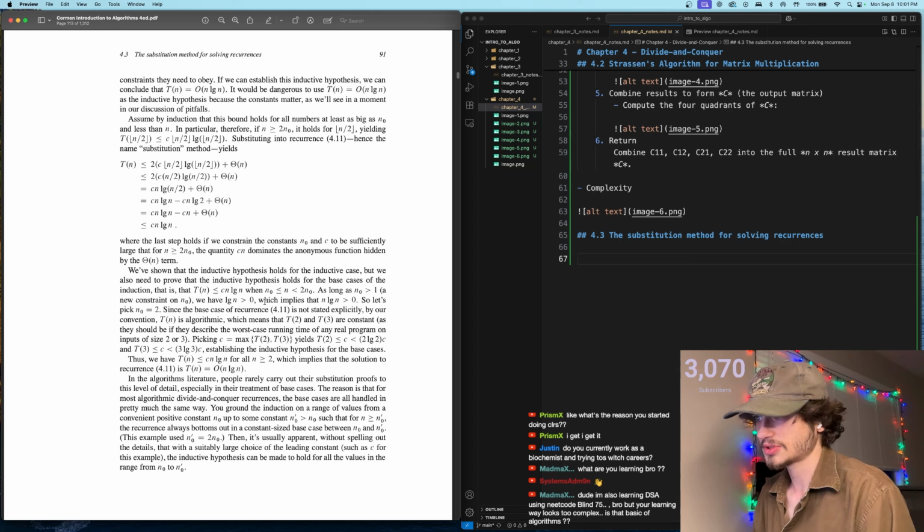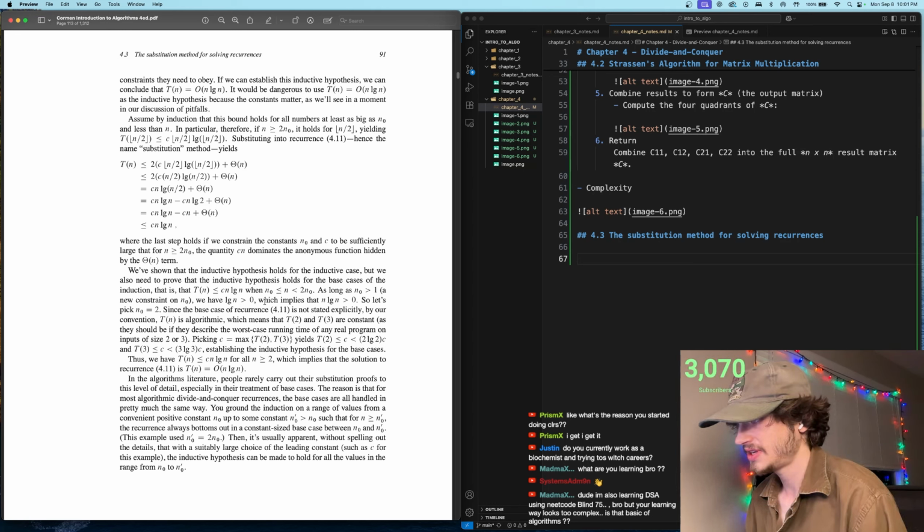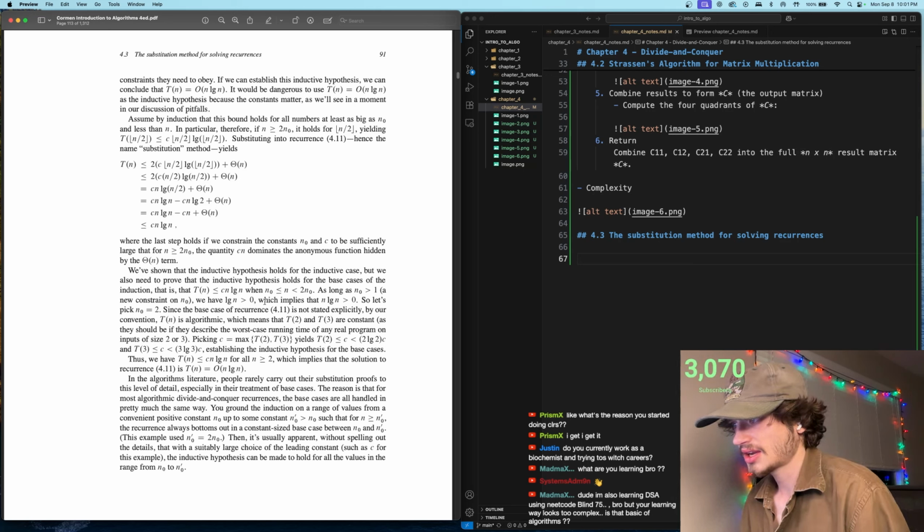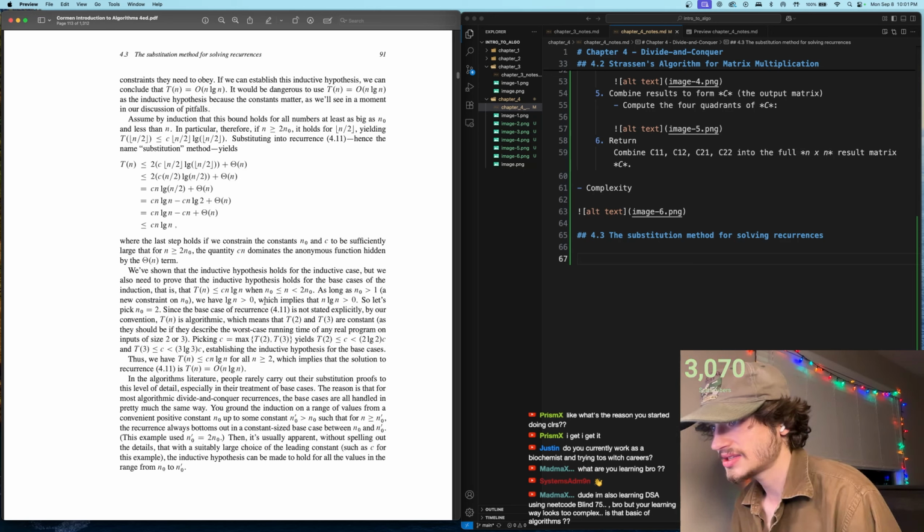Picking C equals max of the set T of 2, T of 3 yields T of 2 less than or equal to C, which is less than 2 log 2 times C, and T of 3 less than or equal to C, which is less than 3 log 3 times C. Establishing the inductive hypothesis for the base cases.